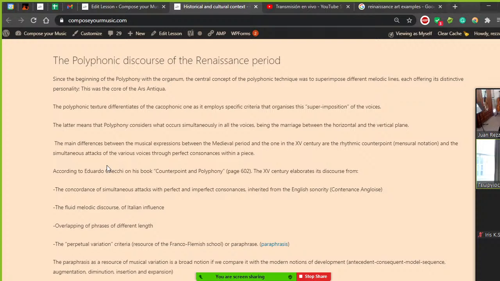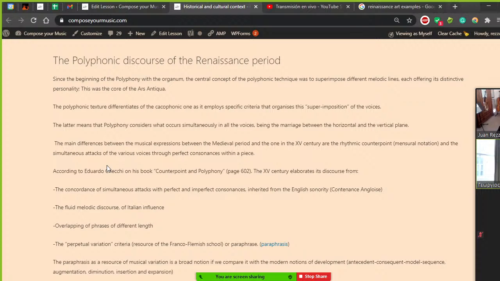So the latter means that polyphony considers what occurs simultaneously in all the voices, being the marriage between the horizontal and the vertical plane. That is basically the sense of polyphonic music. It's not just the melodic sense, but what happens when this is combined. At the beginning, polyphonic music was considered in the line, but when we superimpose voices, it was not yet very organized.